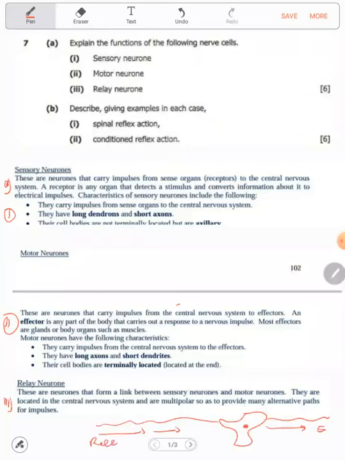They are located inside the central nervous system, and they are multipolar so as to provide many alternative paths for electrical impulses.